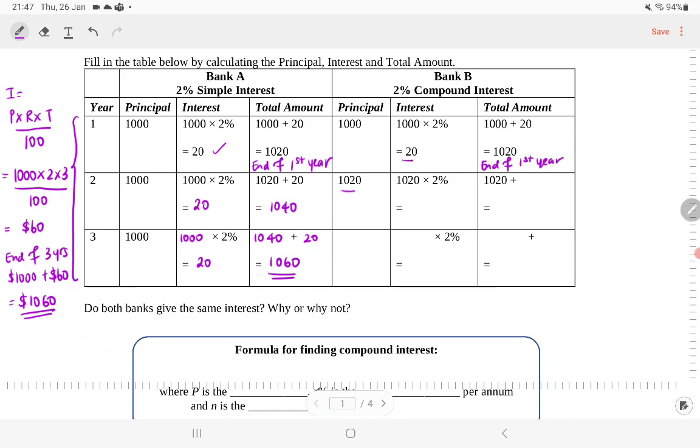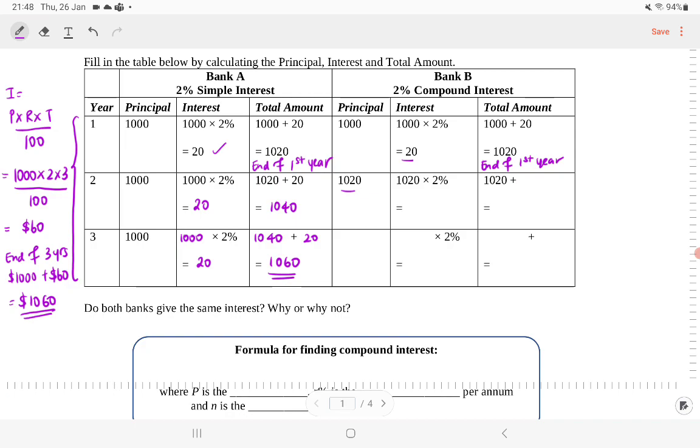But what happened for the second year? Instead of taking the original amount, which was $1,000, I now want to give you the interest based on whatever is left over in your bank. So now I have $1,020, and I will give you 2% of this $1,020. I won't go back to the original amount. This is what I mean by compounded. That means I add up, and I will give you the percentage based on the new amount.